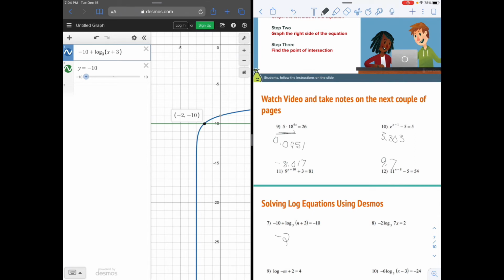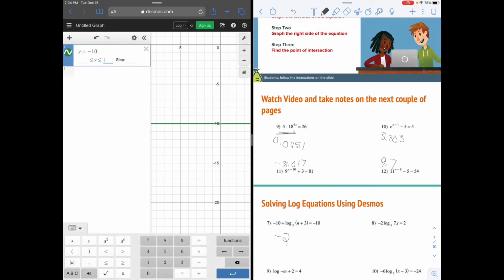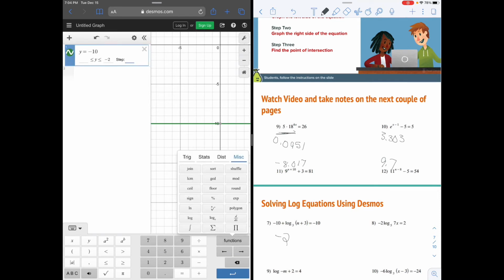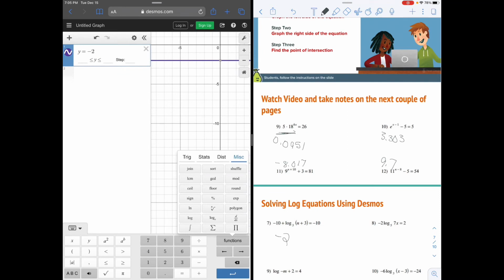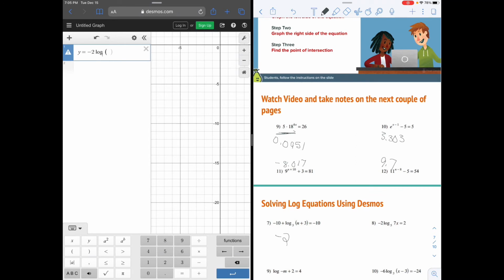Okay? Let's do another one just to give you practice in doing that. Once again, we'll go to functions. Oh, what am I doing? I don't know. Let's do it again. Y equals negative 2, functions, log. And it's log base 5, 7x. And then we go to the second one and we enter 2.